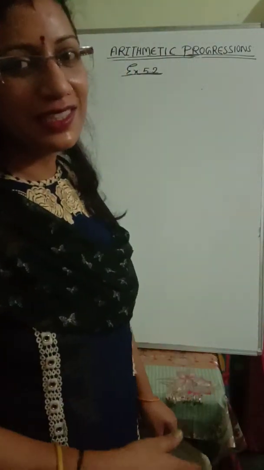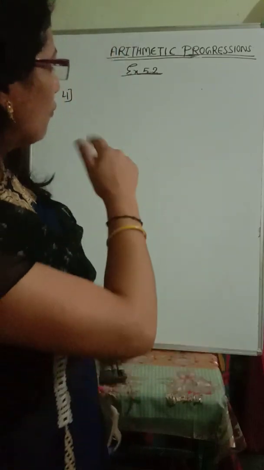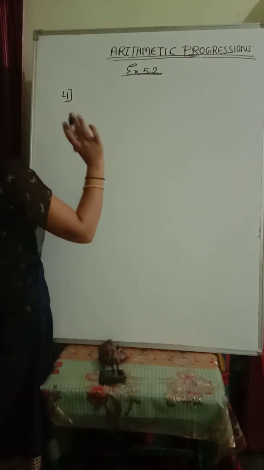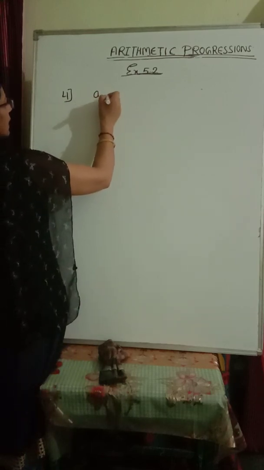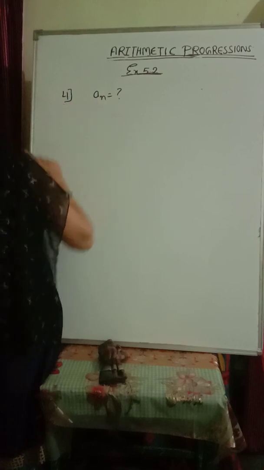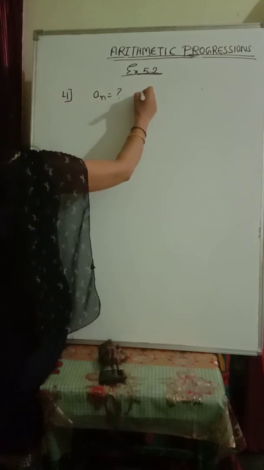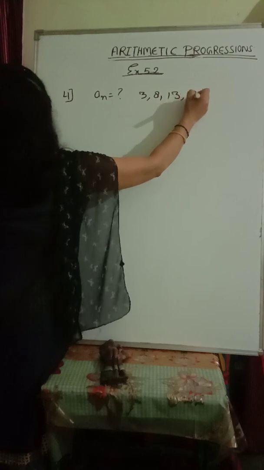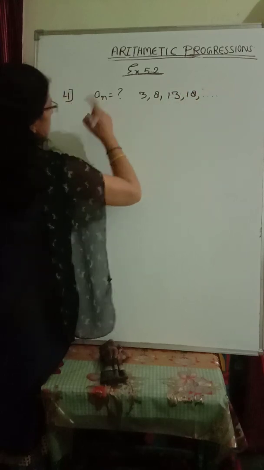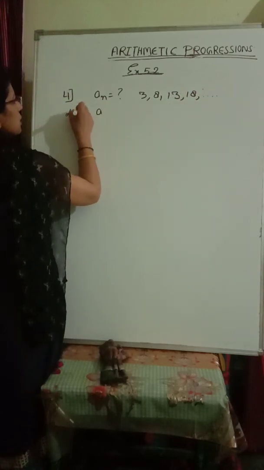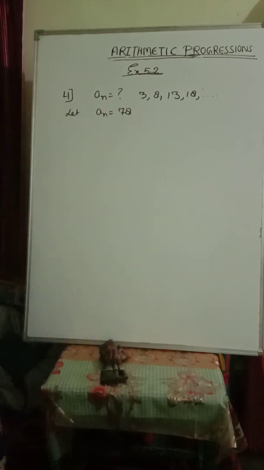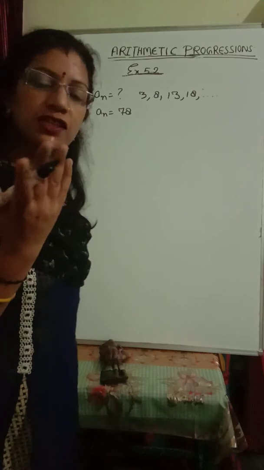So now we are starting question number 4 of exercise 5.2. Question number 4 is: which term of the AP? We have to find the nth term of the AP. The AP given is 3, 8, 13, 18 and so on, up to 78. So let the nth term be 78. We have to find the value of n, which term it is.